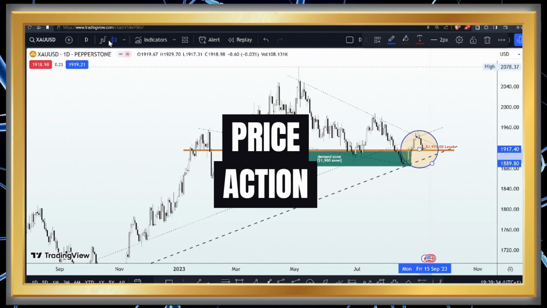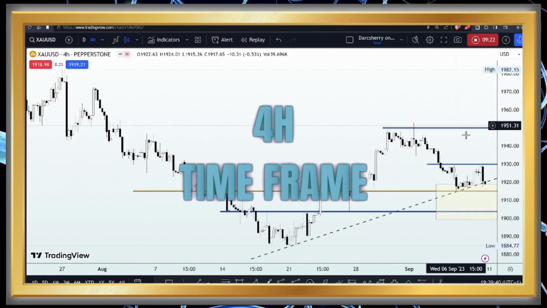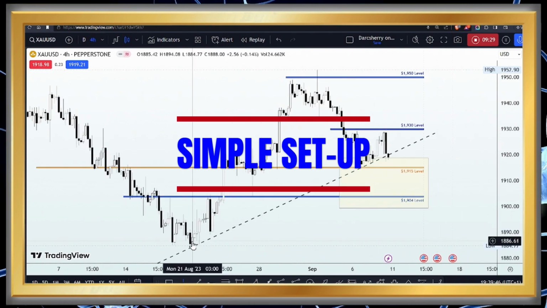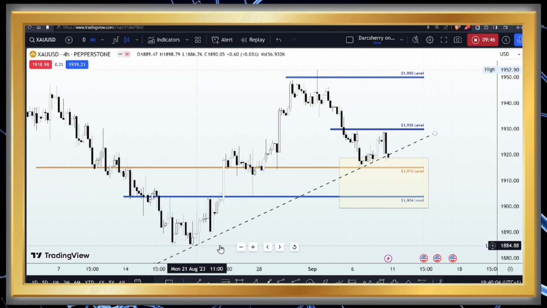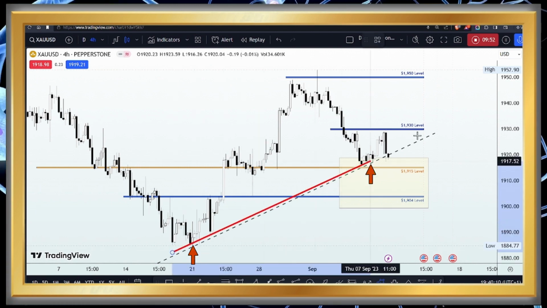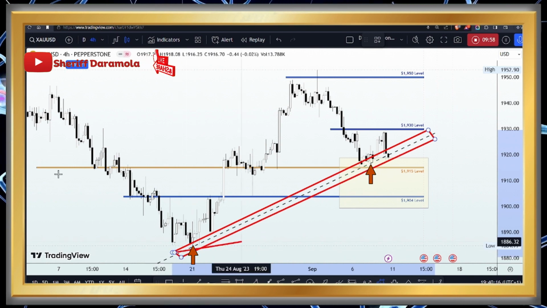Now, talking about price action, we shall be scaling down into the 4 hours time frame, where I was able to identify a simple setup that we are going to be using for this week. Now, what I did here was to take into consideration the nature of price action in the last couple of weeks, and in fact, you will see here that buyers are gradually gaining some momentum in this market, as you will see that since the 21st of August, price had consistently found higher lows here, giving us an ascending trend line to work with.